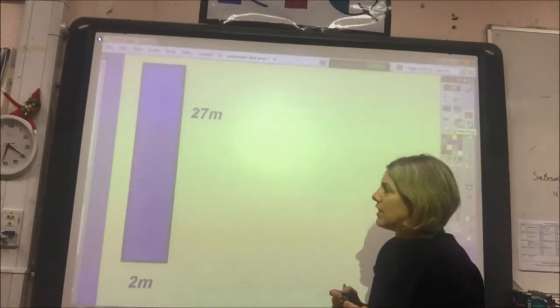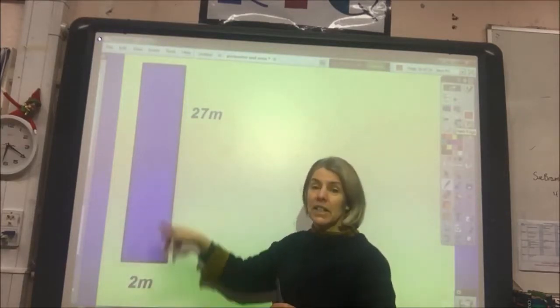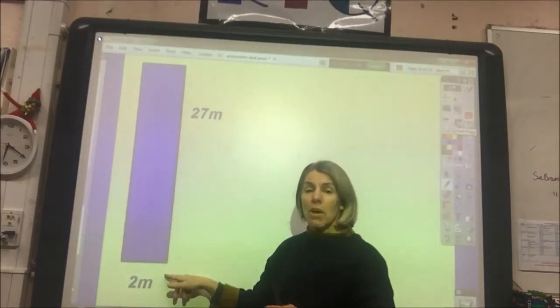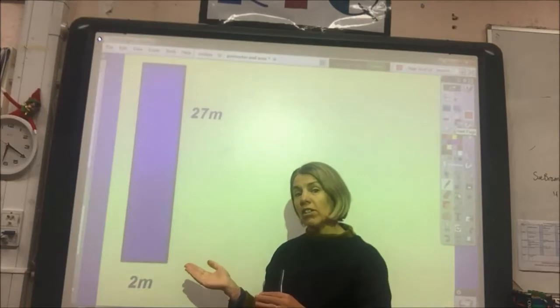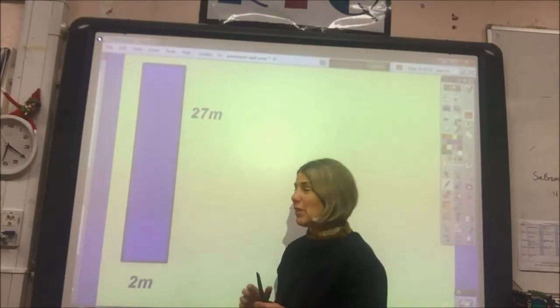Now, here's another one, just the same. In this one, we're talking about metres, so our squares are going to be bigger. So we might be talking about the size of somebody's garden here, a very long, thin garden, like the ones at the back of Castle Avenue.